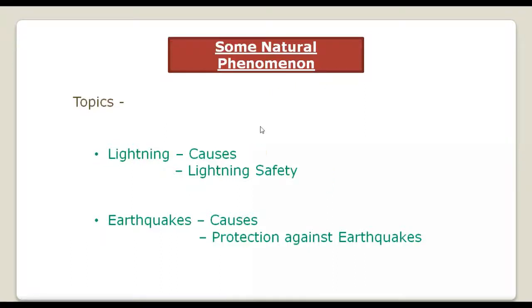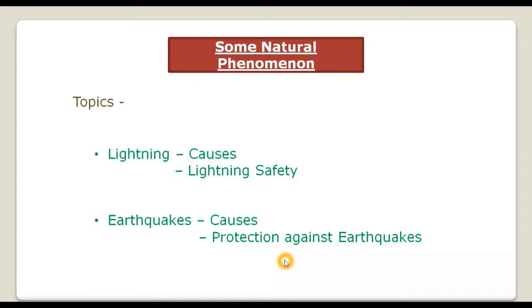Today we are going to start a new chapter of physics, that is some natural phenomena. Topics to be discussed here: lightning, causes of lightning, and lightning safety. Then we'll discuss earthquakes, its causes, and under that we'll discuss protection against earthquakes. So this lesson is about some natural phenomena.